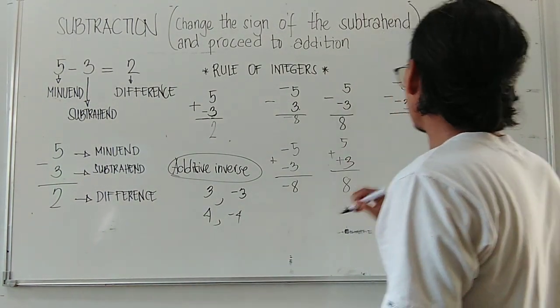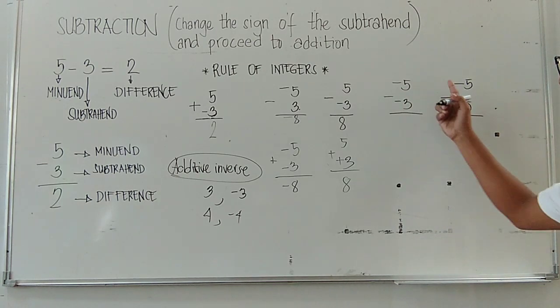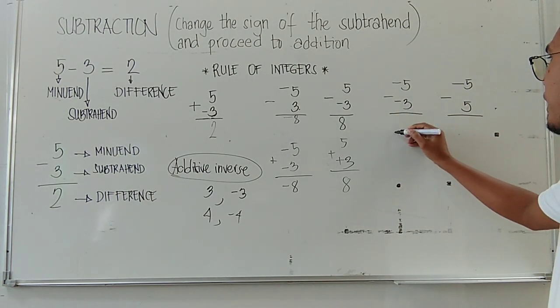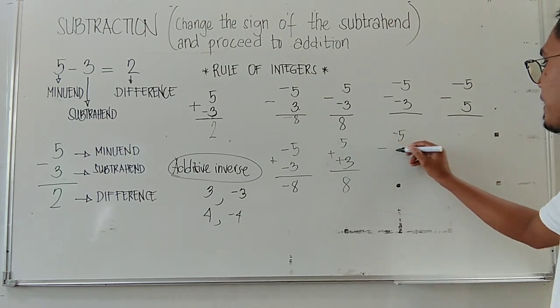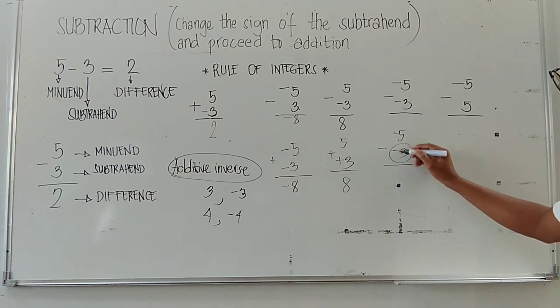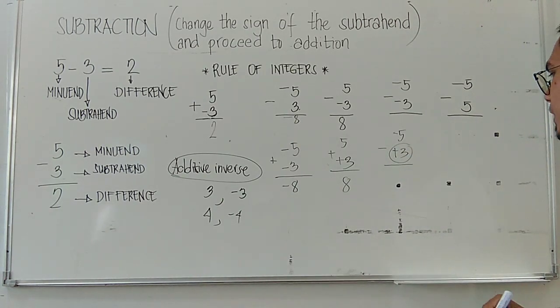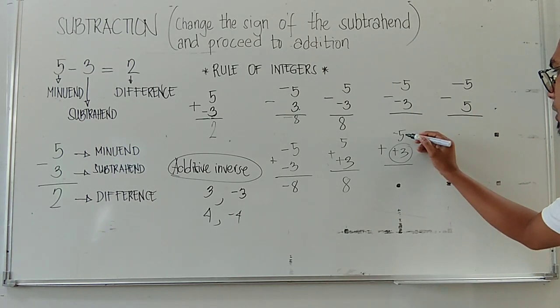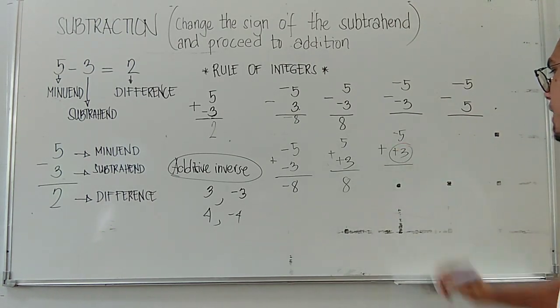So positive 8. Third example, we have negative 5 minus negative 3. This is your subtrahend, negative 3. Additive inverse, or change the sign, then proceed to addition. So we have negative 5 plus positive 3.